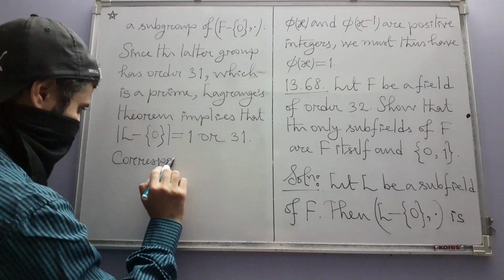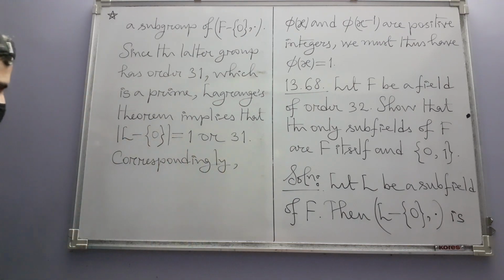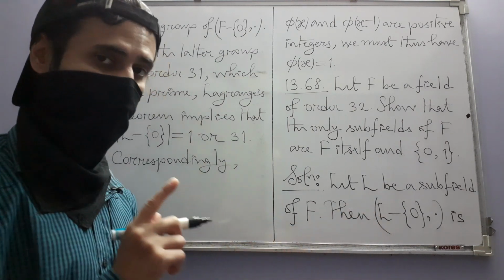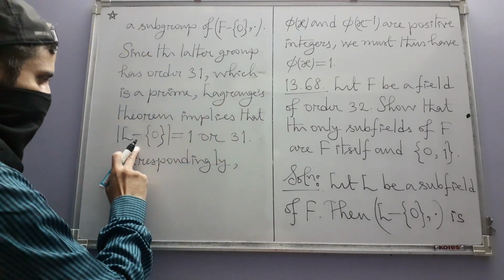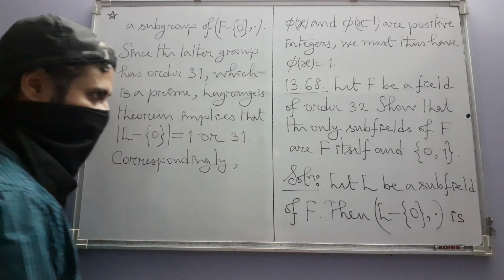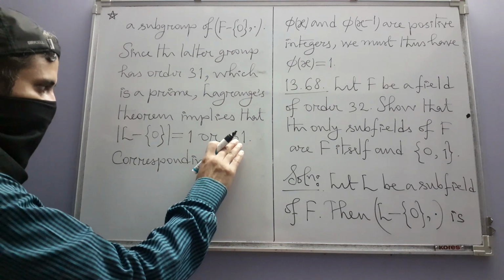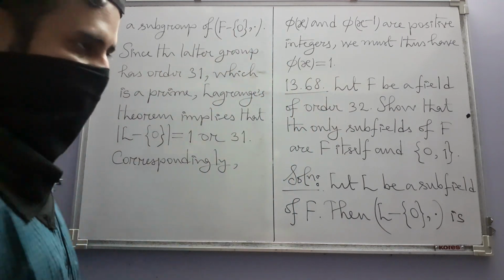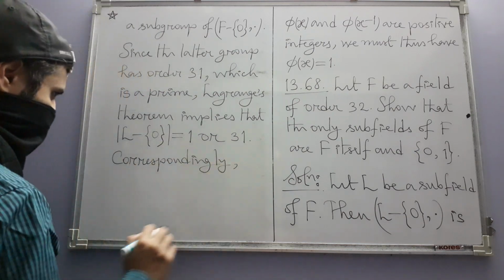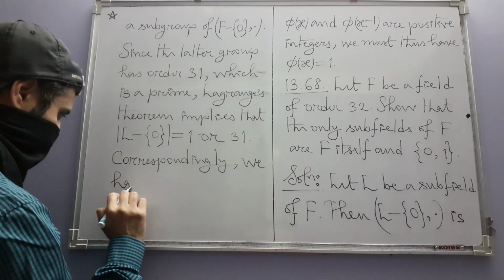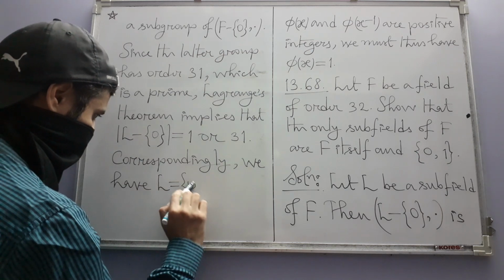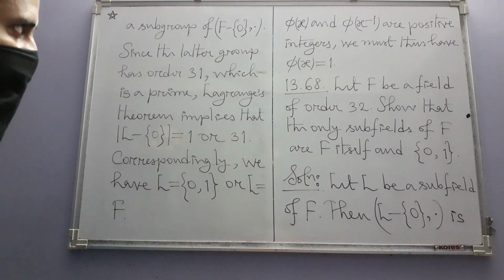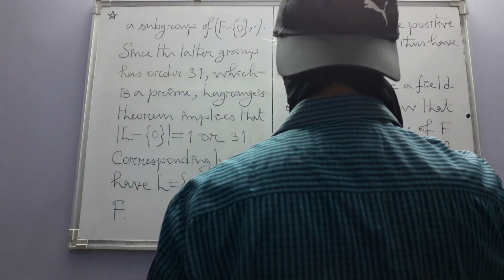Correspondingly, when the order of this is 1, there is only one element in this subgroup, and what should that element be? It should be the unity in F, that is the unity 1. Now along with that, if you consider 0 also, then L will be this, and if the order is 31, then L minus 0 should be equal to F minus 0, and in that case L has to be equal to F. So we are going to write this directly at once. Correspondingly, we have this or L equal to F. So that's just it. It's in fact an application of Lagrange's theorem from group theory.